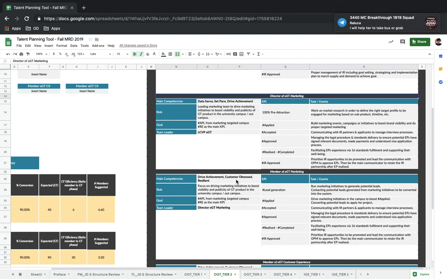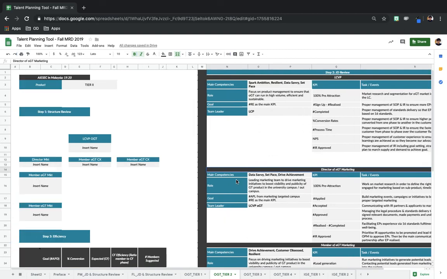and LCVPs can focus on doing IR or any other initiative that is outside of marketing. Okay, so you have one more person to coordinate this and also to release the burden of the LCVP. Right. So this is how it is.